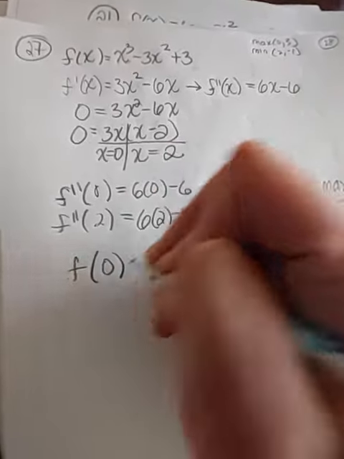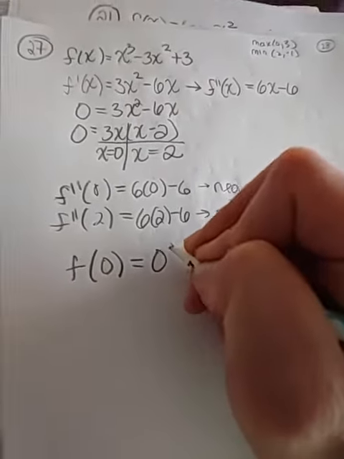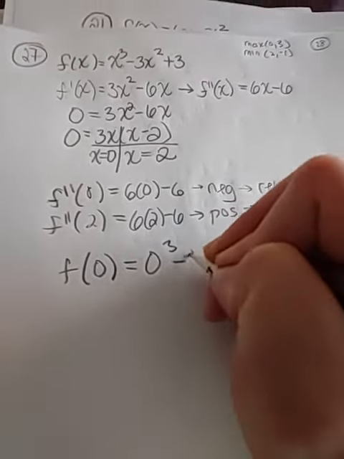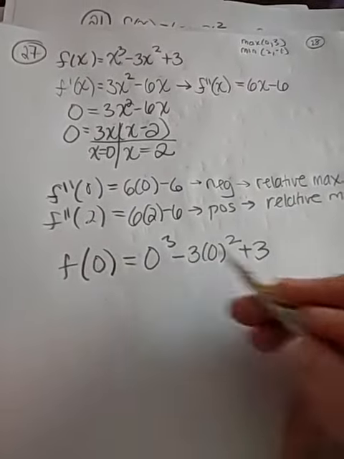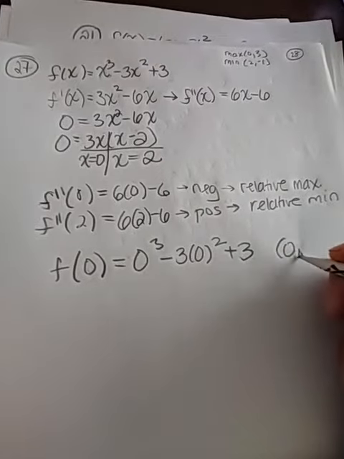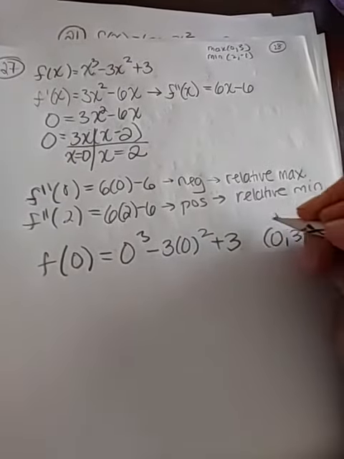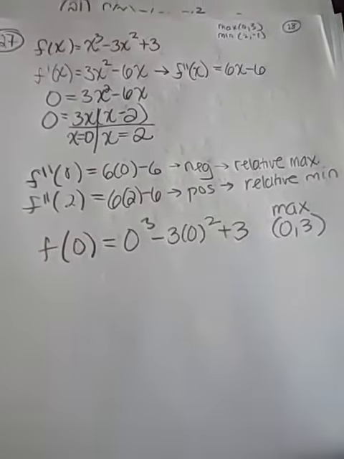So I'm going to plug in 0 into the original function. So 0 cubed minus 3 times 0 squared plus 0, 0 plus 3. So this is (0, 3) for my relative maximum.